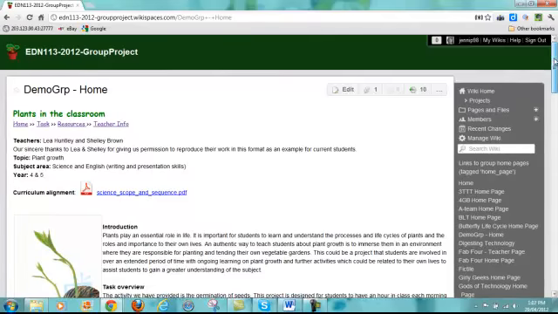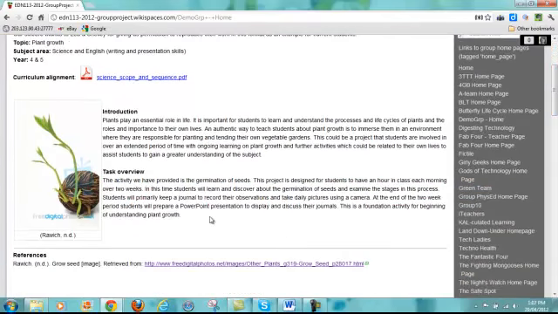The task they'll be doing for this project is focused on seed germination. The project is designed so students have an hour each morning in class over a 2-week period where they'll learn about and discover how seeds germinate and examine the stages in the process of plant growth. Students will primarily keep a journal to record their observations, and they take pictures daily using a digital camera. At the end of the 2-week period, they'll prepare a PowerPoint presentation to display to the class and to explain what they've learnt over the 2 weeks about plant growth and germination.